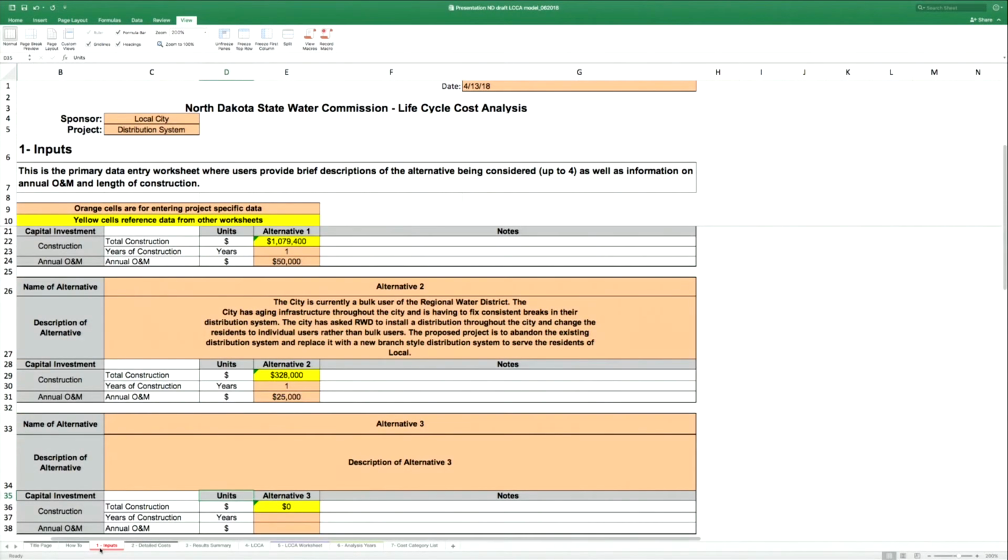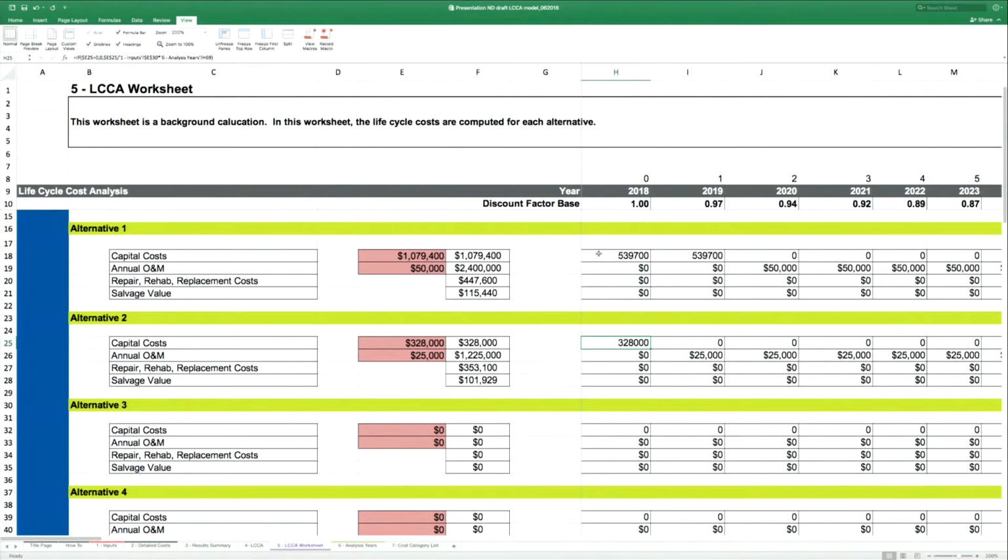Just real quick, I want to show if we were to change this to 2 years of construction on this particular project, say that the city of local realizes as they get into this that actually, because they're having to manage this, it would take them 2 years to implement the entire project. If we go back to the LCCA worksheet, it's a pretty straightforward calculation. The model is just dividing those costs and spreading them over 2 years. Again, this is a simplified assumption. In reality, if you're doing a detailed cost estimate, we might have phasing of those costs, but we've simplified that here.